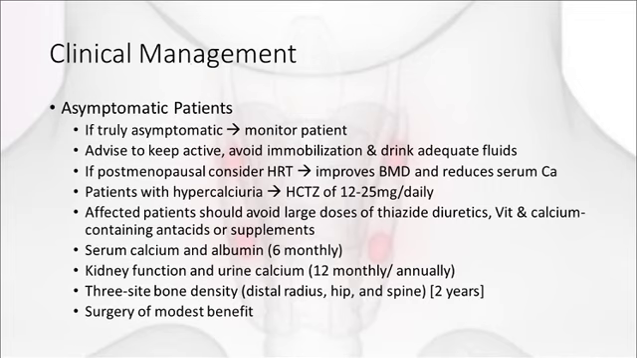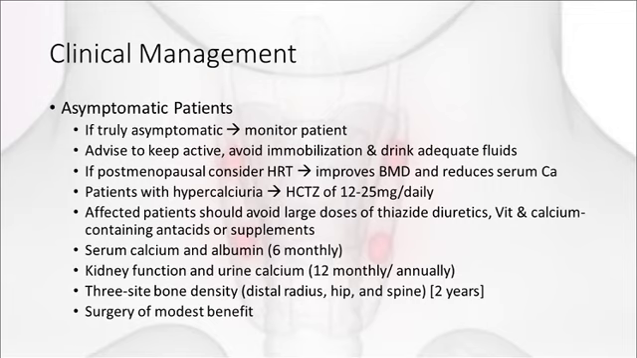In patients who are postmenopausal, we should consider the use of hormone replacement therapy, because this will improve bone mineral density and reduce serum calcium levels as a result. Patients with hypercalciuria, that means excreting a large amount of calcium in their urine, we should be treating with hydrochlorothiazide anywhere between 12 to 25 milligrams daily. Affected patients should avoid large doses of thiazide diuretics and vitamin D and calcium containing antacids or supplements.